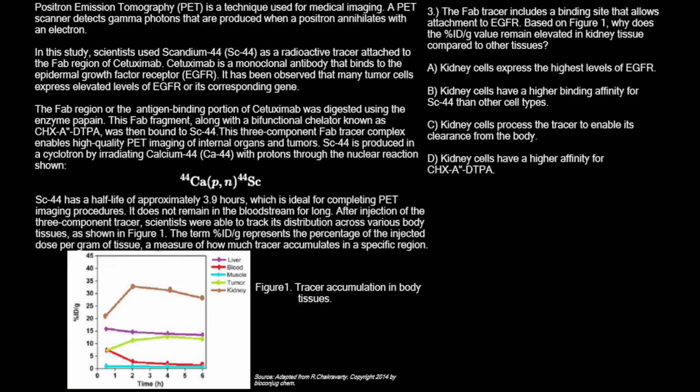Question number 3. The Fab tracer includes a binding site that allows attachment to EGFR. Based on Figure 1, why does the percent ID per gram value remain elevated in kidney tissue compared to other tissues? Answer choice A says kidney cells express the highest level of EGFR. Answer choice B says kidney cells have a higher binding affinity for Sc-44 than other cell types. Answer choice C says kidney cells process the tracer to enable its clearance from the body. Answer choice D says kidney cells have a higher affinity for CHX-A-DTPA.